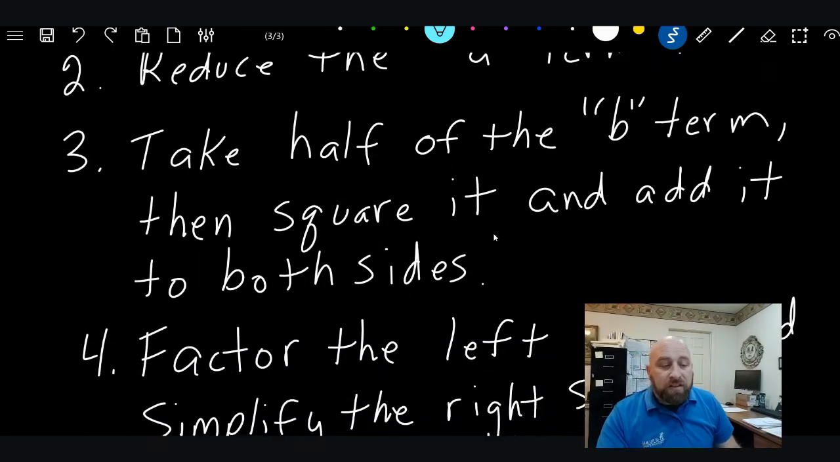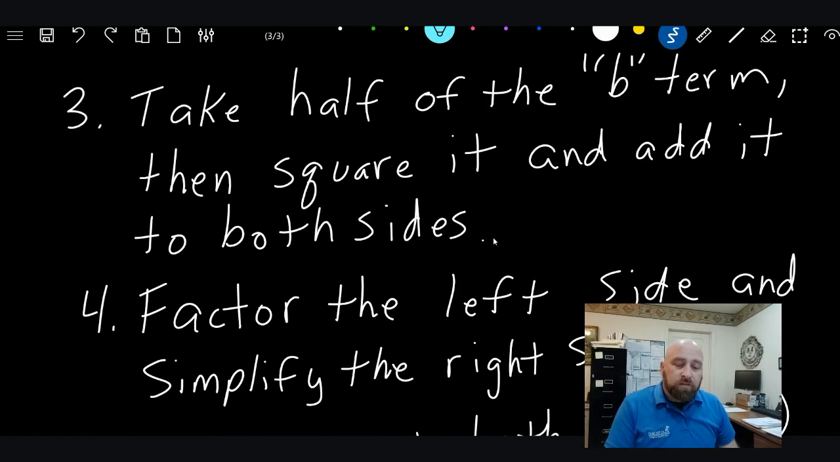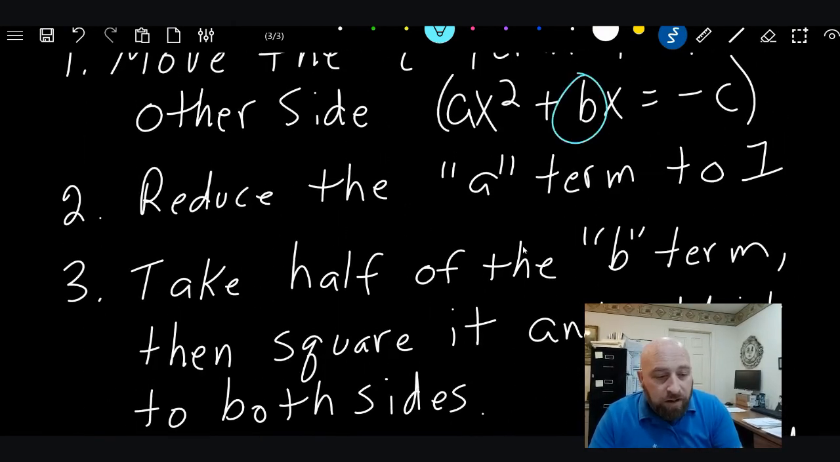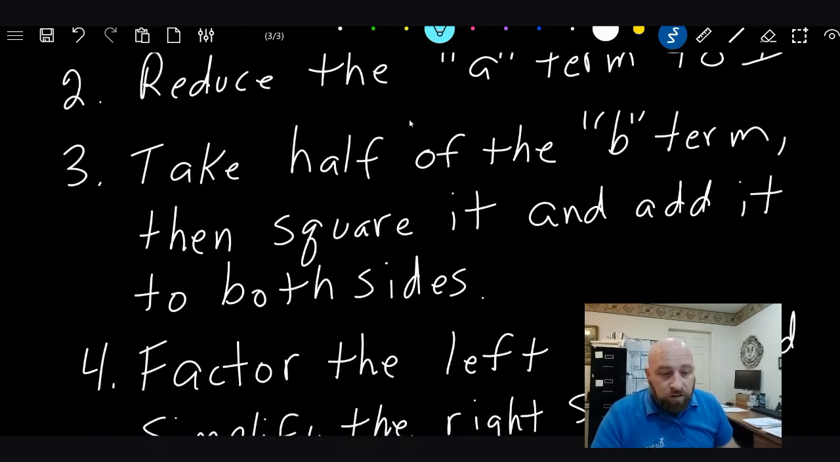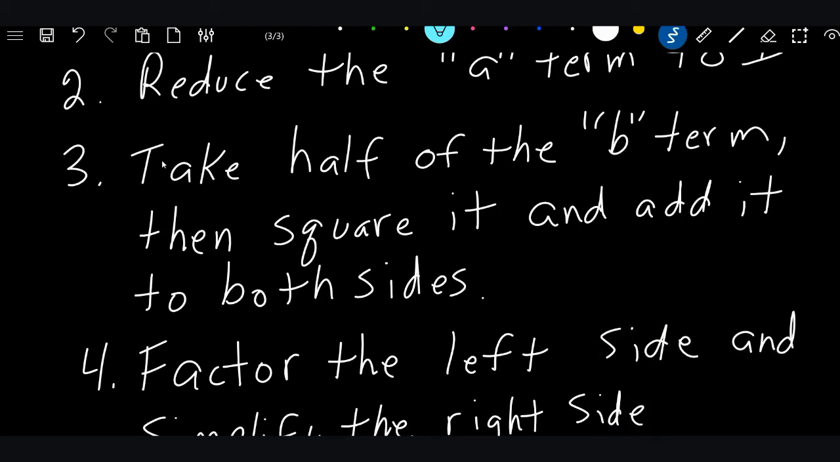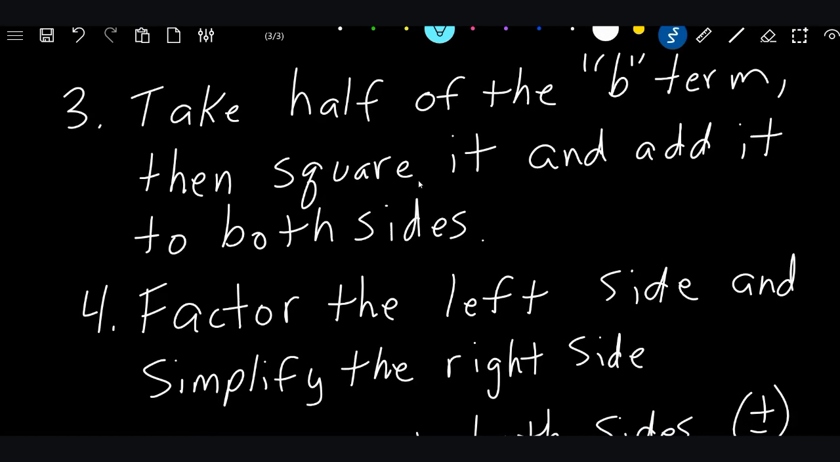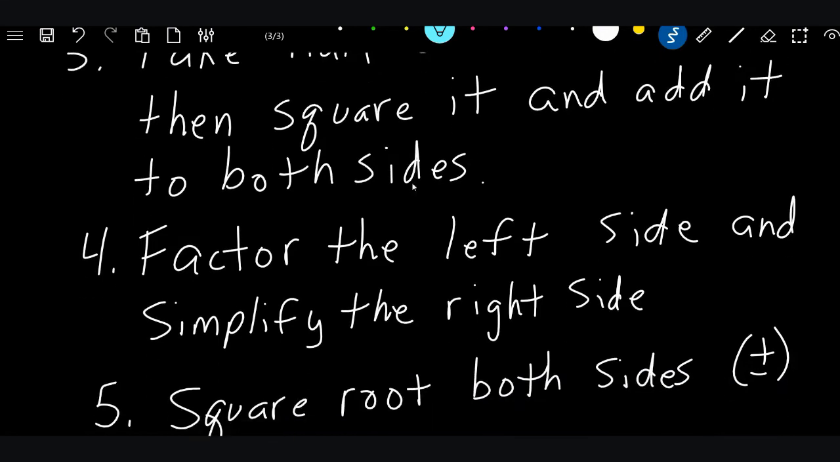Now, step 3, this is the most important step right here. You got to do this just right or else it's not going to come out right for you. We need to take half of the b term. So this term right here, we're going to cut it in half. So if it was 8, now it's 4. Okay, so cut the b term in half. Then square it. So if it was 8, now it's 4. Now we square it. So now it's 16. And then we are going to add it to both sides. So a lot of different stuff going on right there, but pay attention to that.